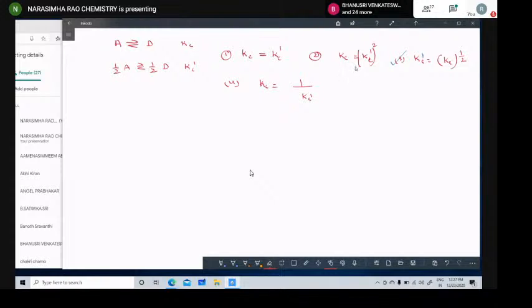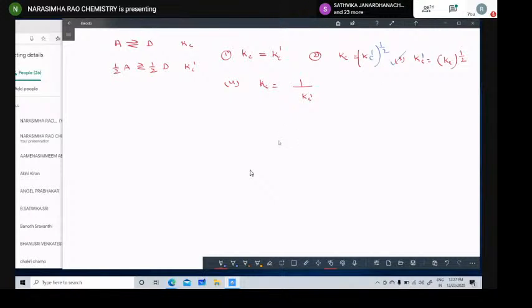Option 2 is not correct. It is a reverse value. I am noting the equation so that it changes: this is Kc dash, and this is Kc is equal to Kc dash whole power... Now this is the correct answer.